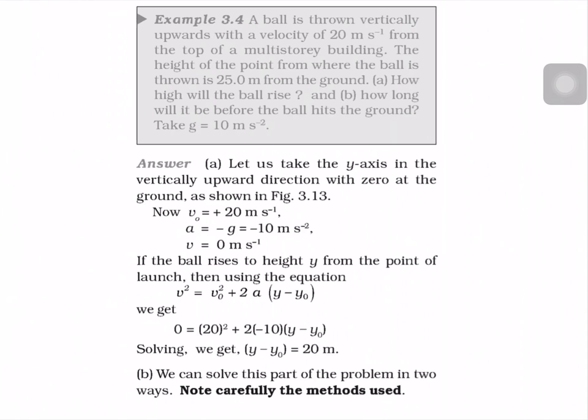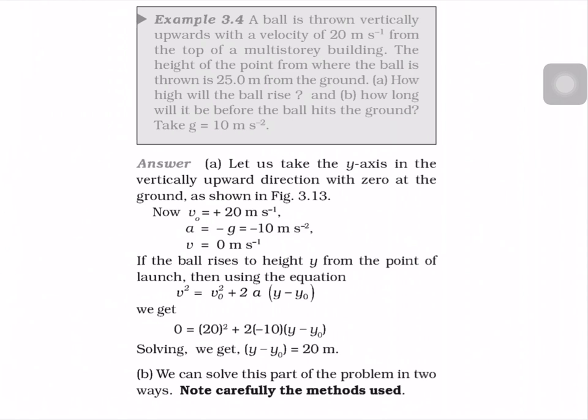We can apply the formula V squared equals U squared plus 2as. So V squared, the final velocity, equals V naught squared plus 2a into (y minus y naught). So 0 equals 20 squared plus 2 into minus 10 into (y minus y naught). Solving the equation, y minus y naught equals 20 meters.